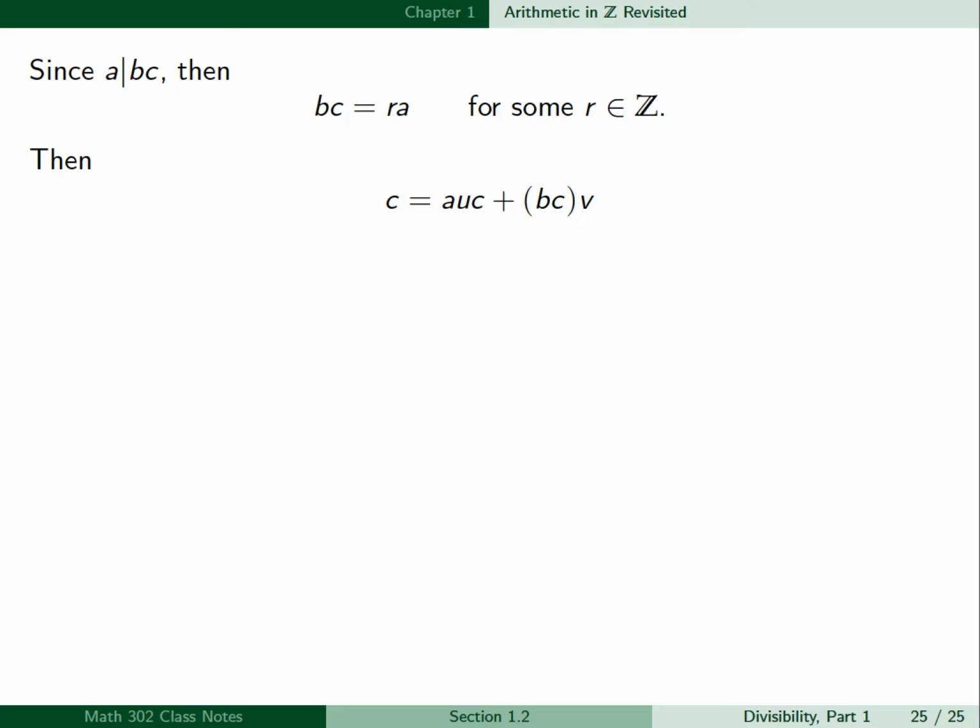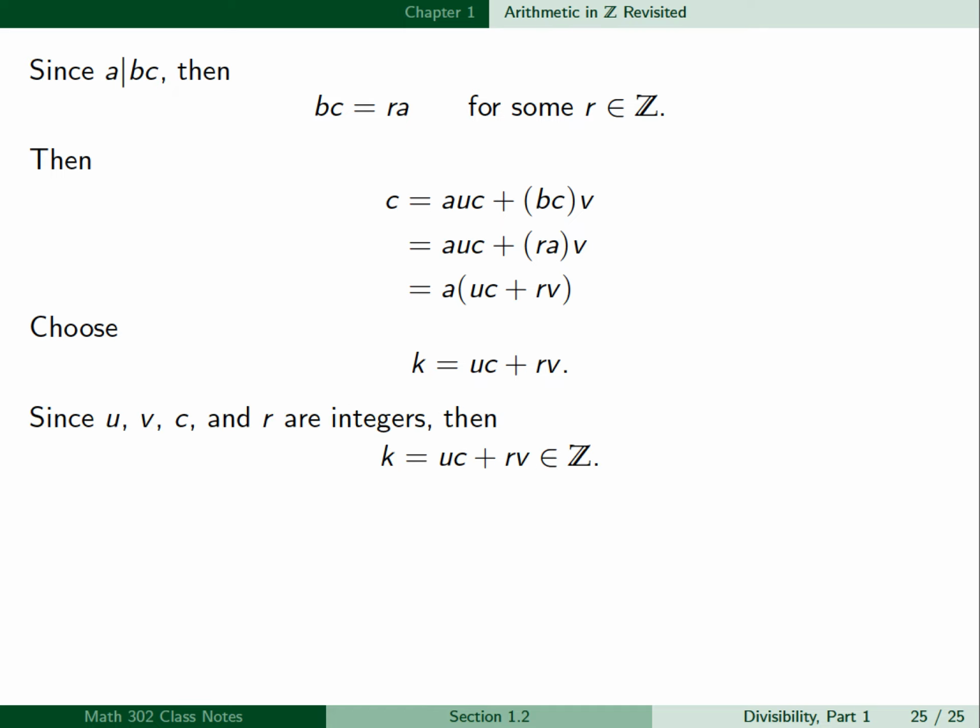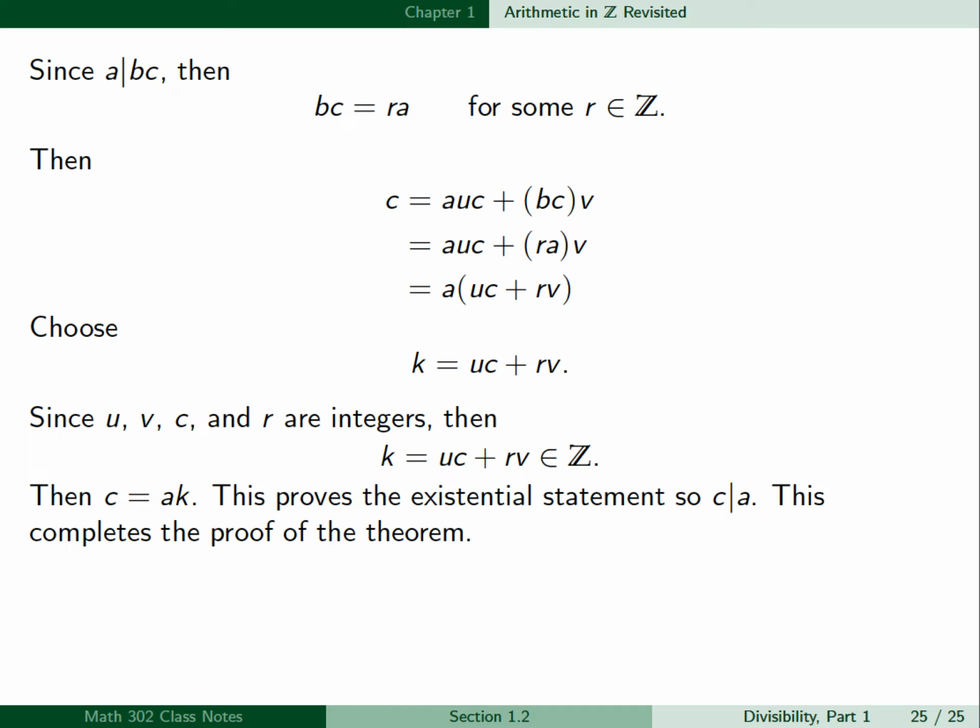into the equation, we have c = auc + bcv, and this is auc + rav, and we can factor an a out. We'll have a times the quantity uc + rv. Now, since uc + rv will be an integer, we can choose k to be uc + rv. And since u, v, c, and r are integers, then k will be an integer. And then c = ak. And this proves the existential statement, so a divides c. And this completes the proof of the theorem.